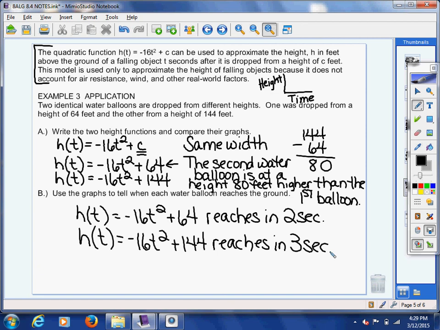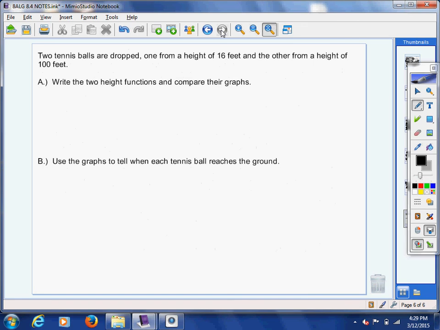Okay, so next page. This one's for you. I'm going to give you extra credit. And this time I'm going to give you 2 points, one for A, one for B. Give it your best shot. See what you can do. Use your calculator and see if you can figure it out. Good luck with that, and bring your questions to class tomorrow.